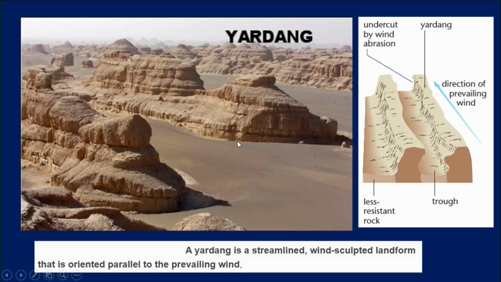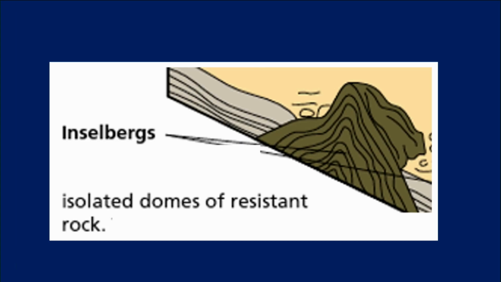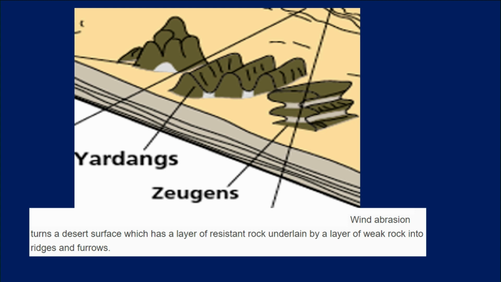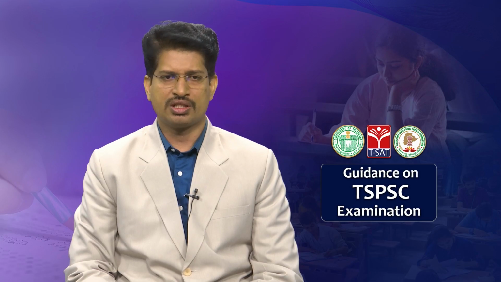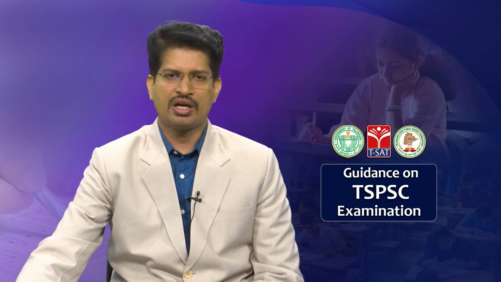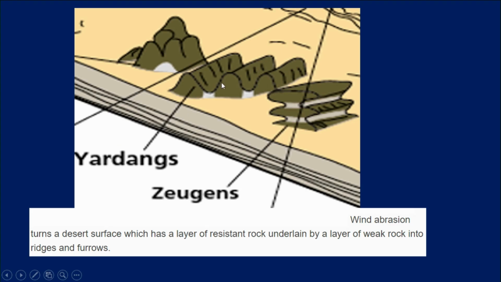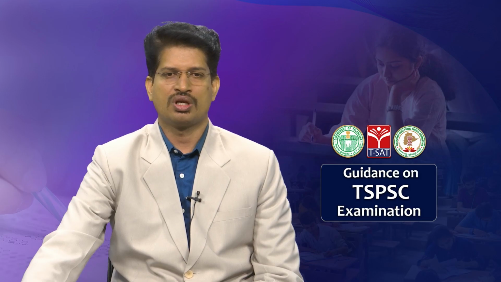A zeugen is a structure formed because of weathering and erosion in Aeolian or wind erosion in the desert region, where the difference between zeugen and yardang is because of soft and hard rocks. For example, horizontally, when there are hard and soft rocks, it leads to longitudinal resistant rocks known as zeugen. But vertically, when there are alternating soft and hard rocks, it leads to the formation of a yardang kind of structure.